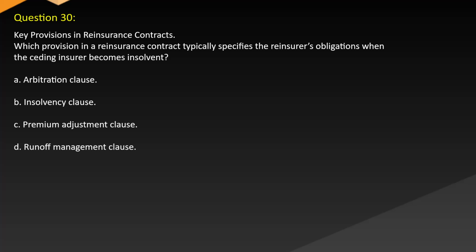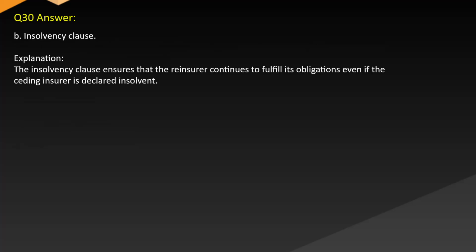A. Arbitration clause. B. Insolvency clause. C. Premium adjustment clause. D. Runoff management clause. Answer: B. Insolvency clause. Explanation: the insolvency clause ensures that the reinsurer continues to fulfill its obligations even if the ceding insurer is declared insolvent.